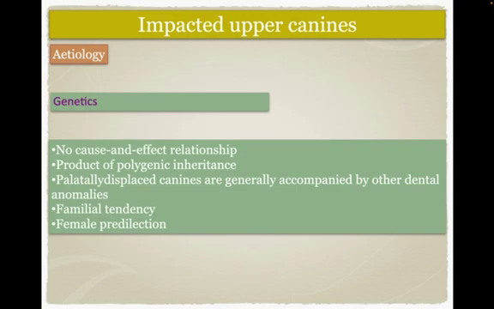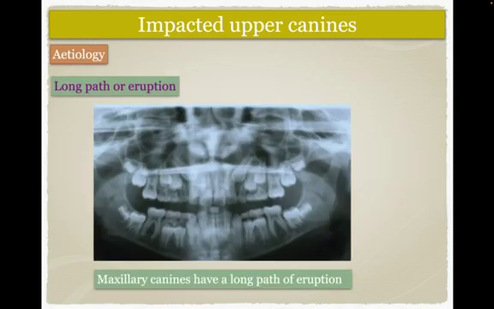And when you have more than one form of anomalies come together, that suggests that we have a genetic background of this problem. Familial history as well, or familial tendency, so it's quite often to see siblings having impacted canine. Again, that indicates a genetic factor. Females are more affected than males. Again, that supports the theory that genetics has a role to play in this issue. So that's the genetic theory. And again, remember that genetic theory explains mainly the impacted canine in the palatal side of the arch.